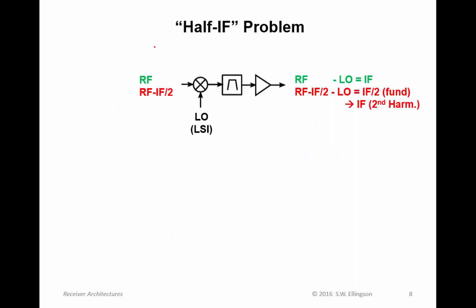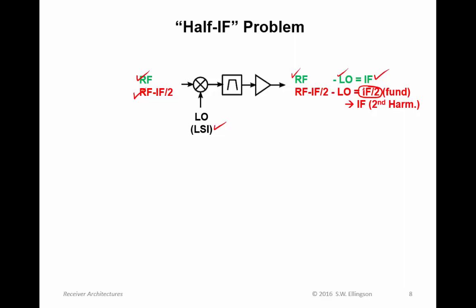The half IF problem. This is characteristic of all superhet architectures. The idea is this. Let's imagine we're doing low side injection. The problem also exists for high side injection, but we'll talk about low side injection first. The RF frequency goes to the IF frequency, and the IF frequency is simply the difference of RF and LO. However, what happens if we apply a signal, or a signal exists, at a frequency of RF minus IF divided by 2? Well, in that case, we see that the output goes to IF divided by 2. Now, if there are no other impairments, that's fine. That will not cause a problem.